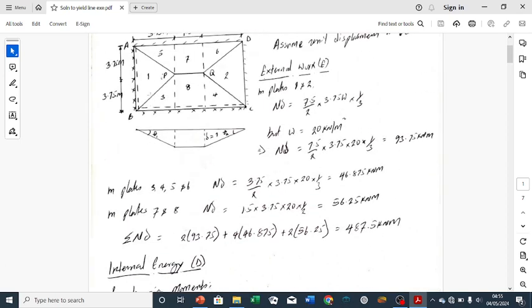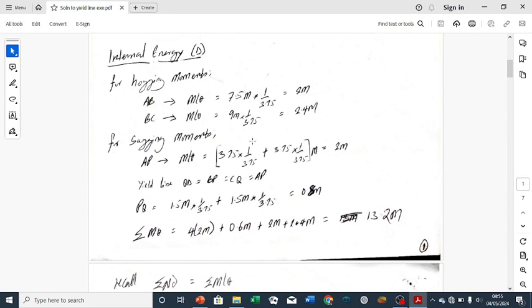If we go to hogging line BC, the length is 9. And this distance again is 3.75. So we can go ahead and say that ML delta is 9m. 9 here is L. Then theta in this case is also 1 over 3.75. So we had 2.4 m as the hogging yield lines in BC.